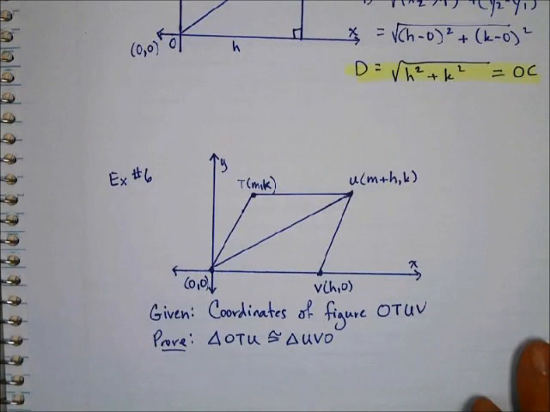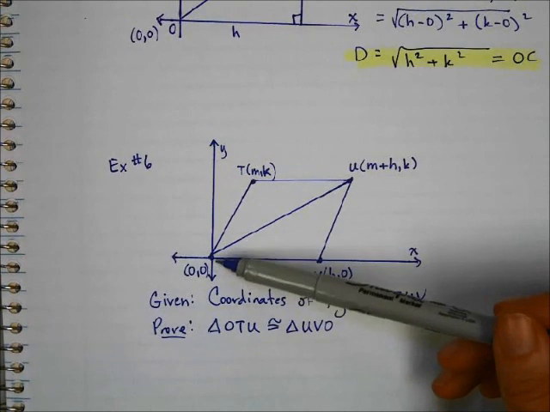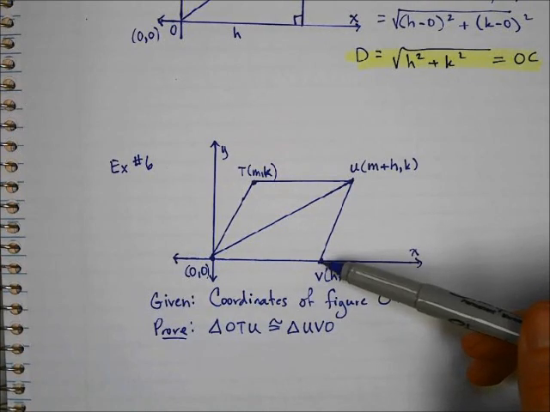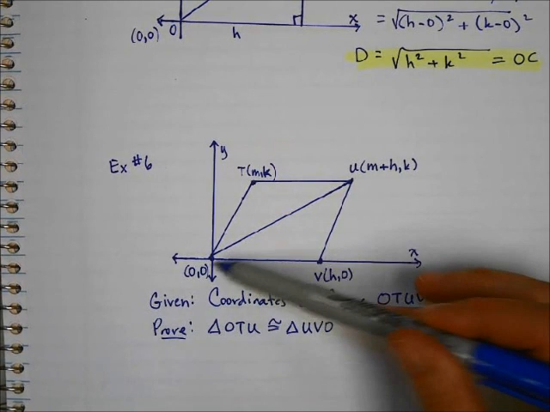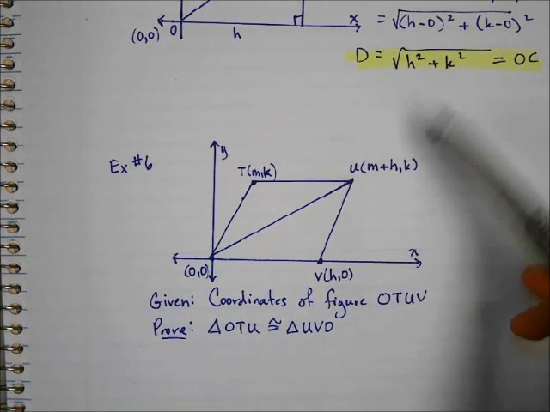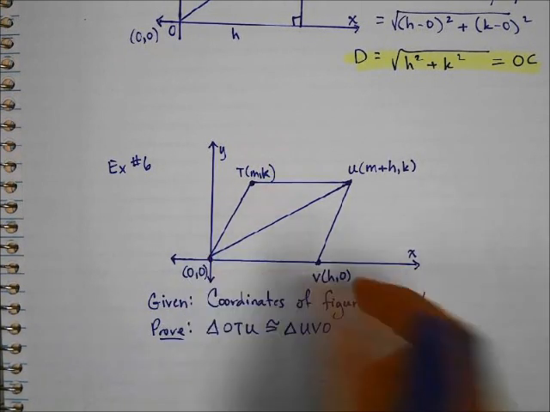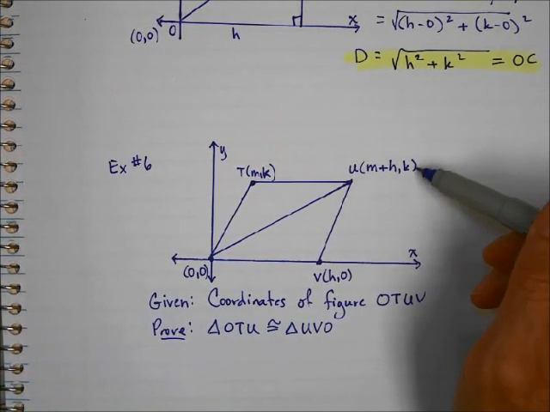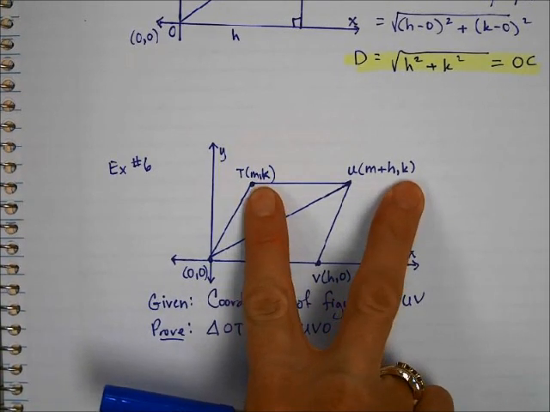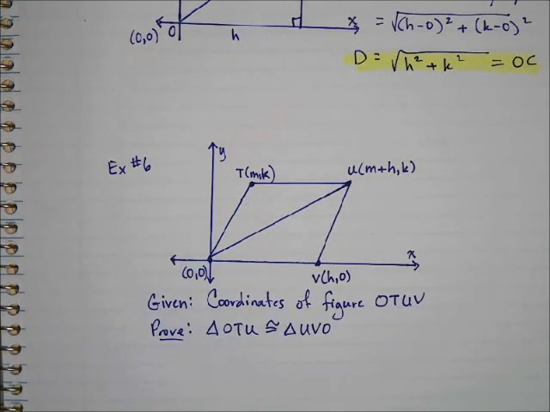Alright, so the next problem. You have what looks like a parallelogram here. You can see that this is at 0, 0. We've got this at some random point MK. This is at a random point H, 0, over H, up 0. And then to find this point, you're going to go over M, and then over an amount of H. So that's this point up here at the top. And then, of course, it's going to be K. If these are both on the same line, then their y's should be the same. So since this one over here was K, this one would have to be K also.